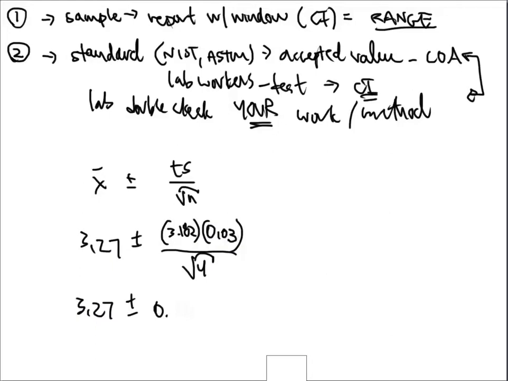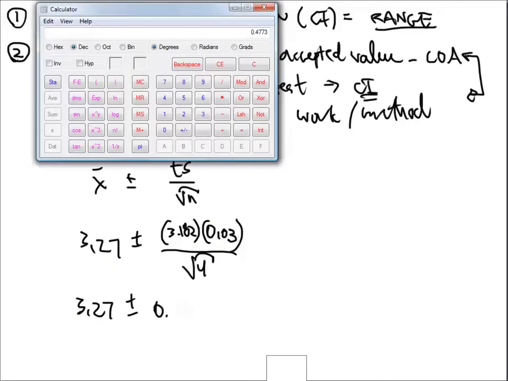All right, so let's try this again. This is going to be 3.182 multiplied by 0.03, and then we're going to divide that by the square root of 4, which is a 2. Hit enter, and that gives me a 0.047.